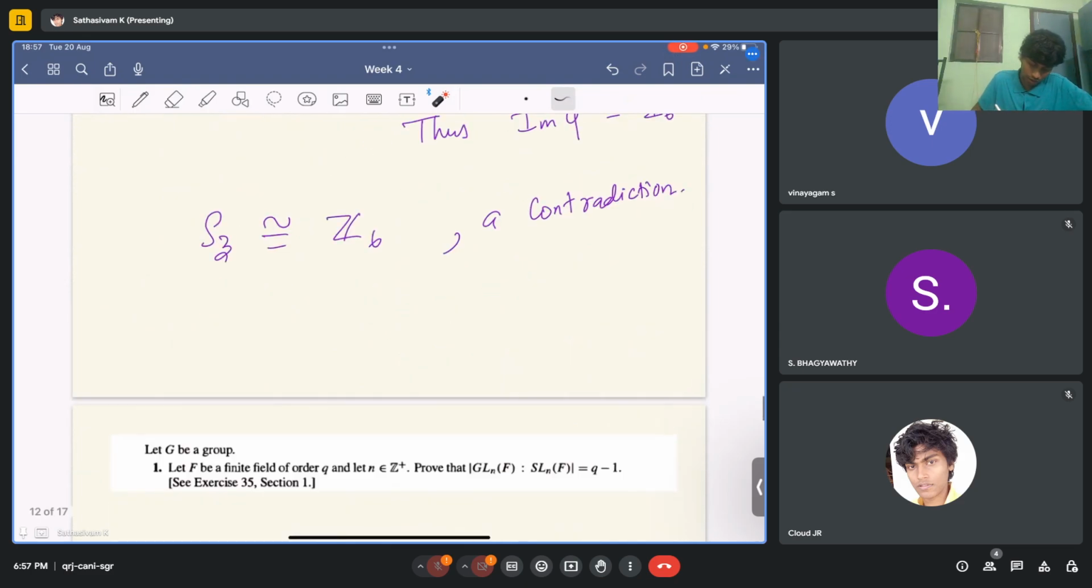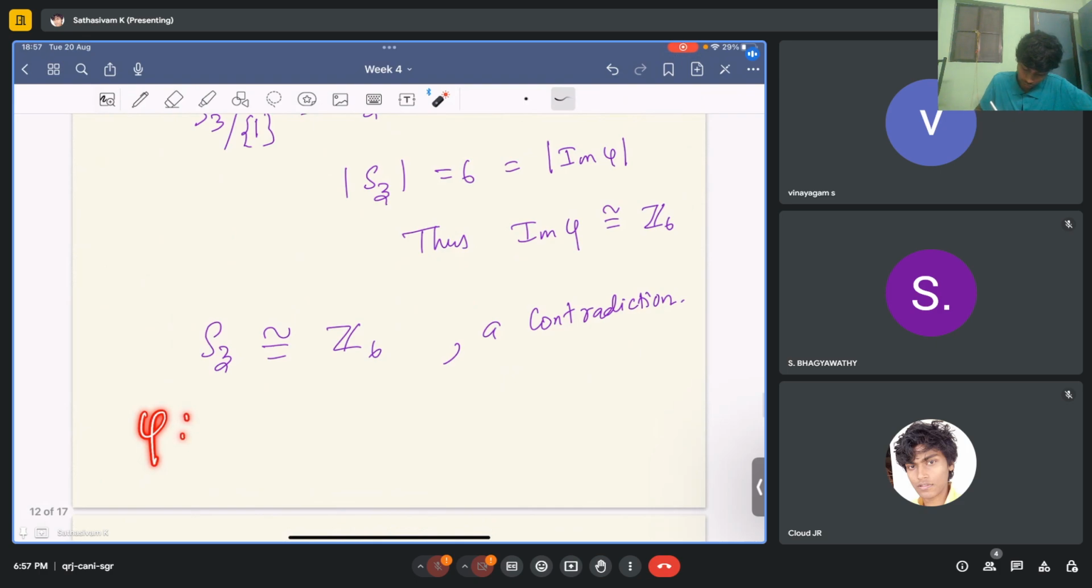If you have a phi, which is an isomorphism from G to H, then if G is abelian, H will also be abelian. If G is cyclic, H is cyclic. The same holds the other way around also. If H is abelian, then G is abelian. If H is cyclic, then G is cyclic. So these two are either abelian or cyclic together.